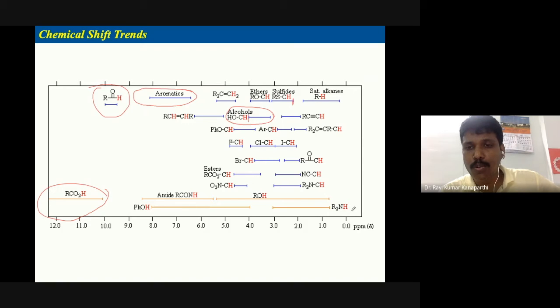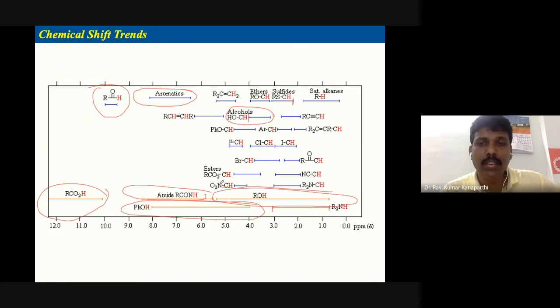What about the NH protons? NH protons' range is much broader. You can find them starting from 0.8 to 3.2, anywhere it can come. And the amide protons range is here. The aromatic phenol range is here. The aliphatic alcohols are here. So protons present in different functional groups will resonate at different regions. Now you may wonder why it is not a precise number, why it is always some range.